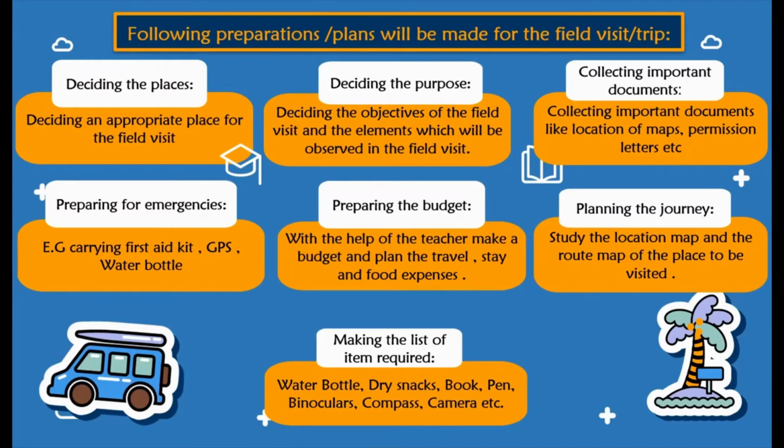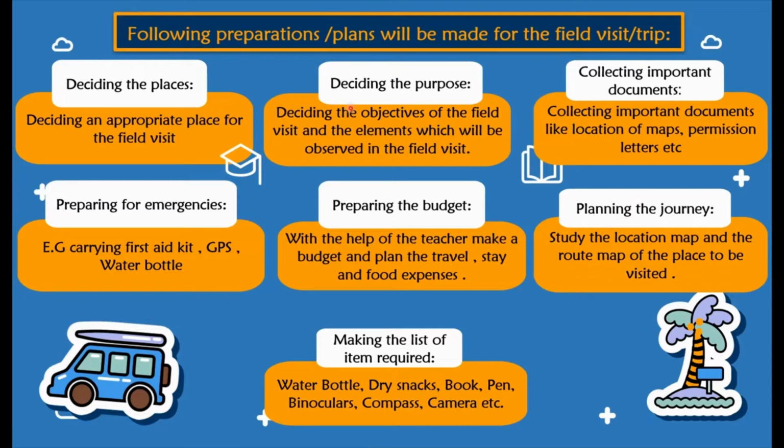So, students, the following preparations and planning should be done before going for a field visit or a field trip. So, first one is deciding the place. Deciding an appropriate place for the field visit, selecting the means of transportation, and duration of the field visit should be planned well ahead. For example, selecting a place like fort or factory, hill station, etc.